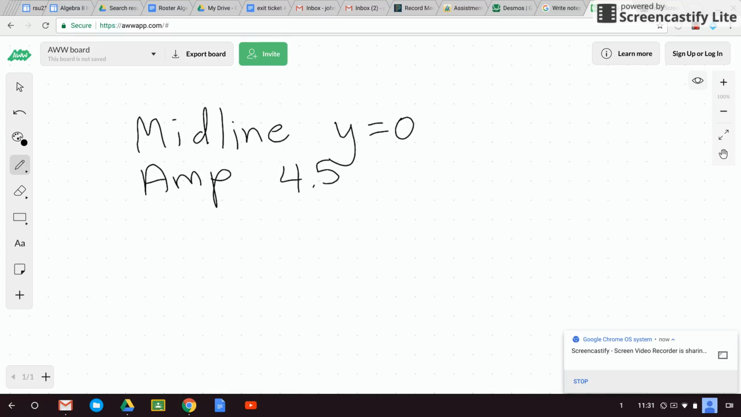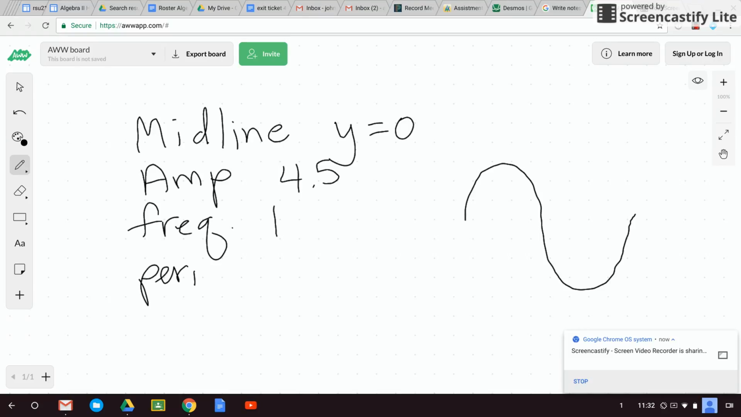The next thing that we're going to look at is the frequency. And so if you think back to the parent function, you've always got to have that parent in mind. The parent function does one complete cycle over 2 pi units. So you see one complete wave. A wave looks like this over 2 pi. Well, if you look at your graph, you see one complete wave over 2 pi. So the frequency is 1. The period is basically the length of time, on the x-axis, that it takes to complete that one complete cycle. And so it does the one complete cycle over 2 pi units.